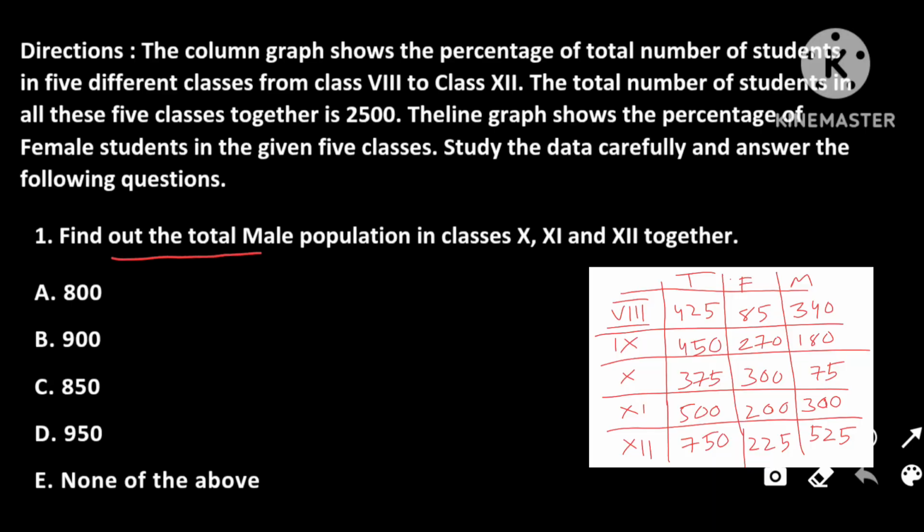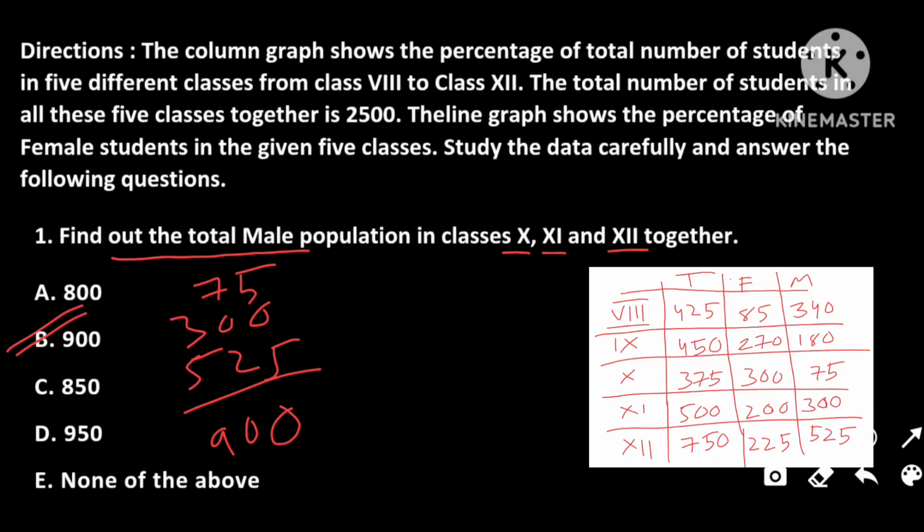Find out the total male population in 10, 11 and 12. In 10, 11 and 12, the male population is 75 plus 300 plus 525. So we have 900. So answer will be option B.